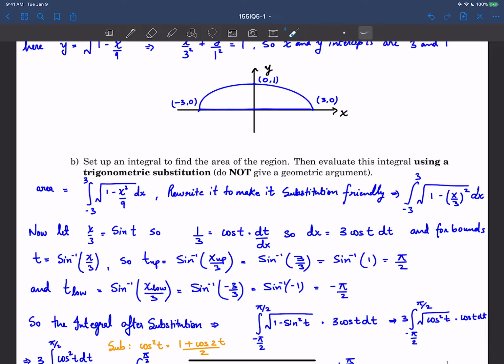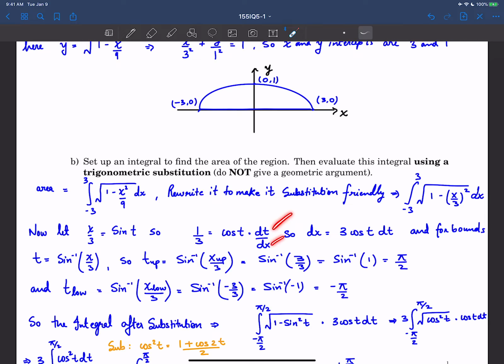Okay, you want to do implicit differentiation of this function here with respect to x. So the derivative of x over 3 with respect to x is 1/3, and the derivative of sine of t with respect to x is going to be cos t times the derivative of t with respect to x, dt by dx. So we got this expression.